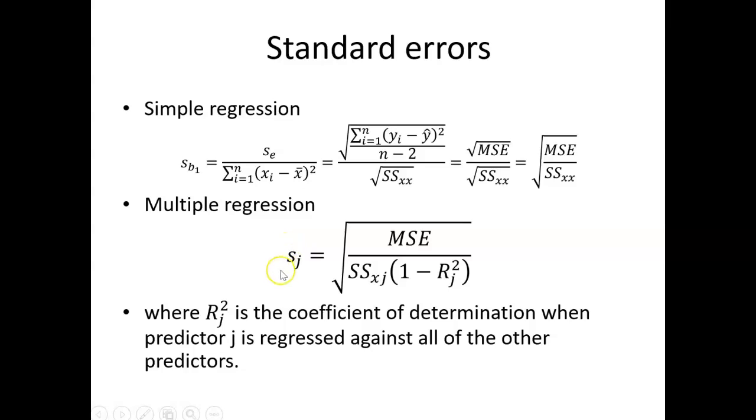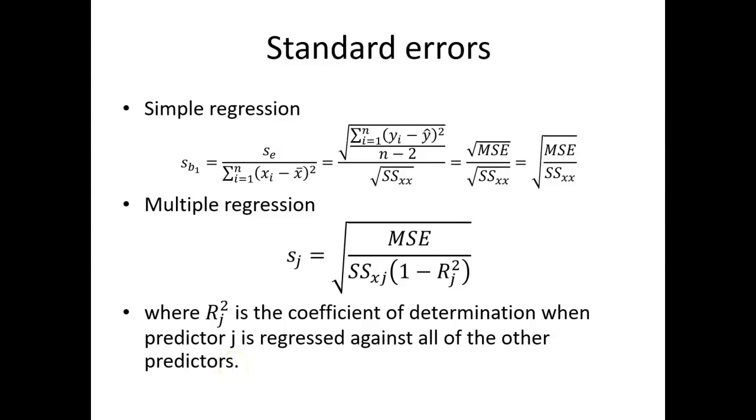Except the notation we'll use is now just S sub j, since we have more than one regressor, and that is equal to the mean squared error divided by the sum of squared deviations from the mean for the jth independent variable, and then we divide that by 1 minus r sub j squared, where r sub j squared is the coefficient of determination, or the r squared statistic, when predictor j is regressed against all of the other predictors.